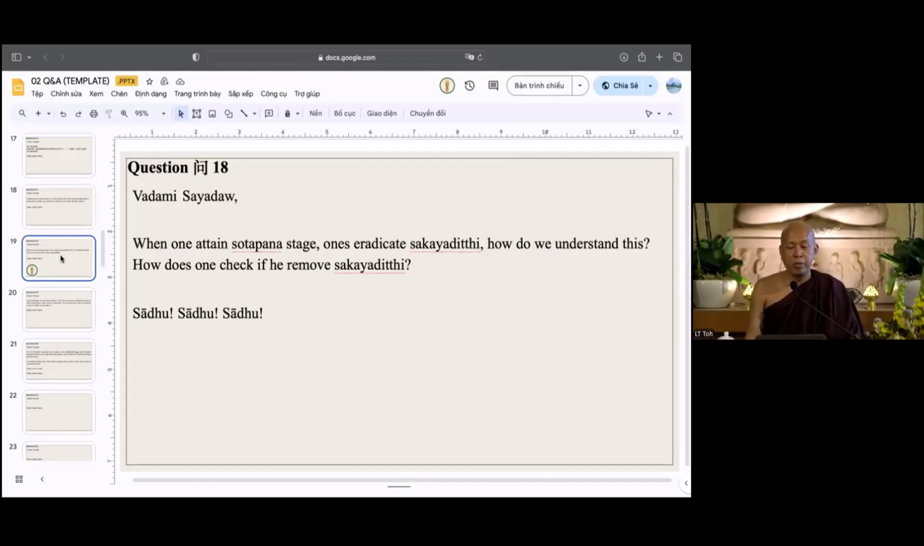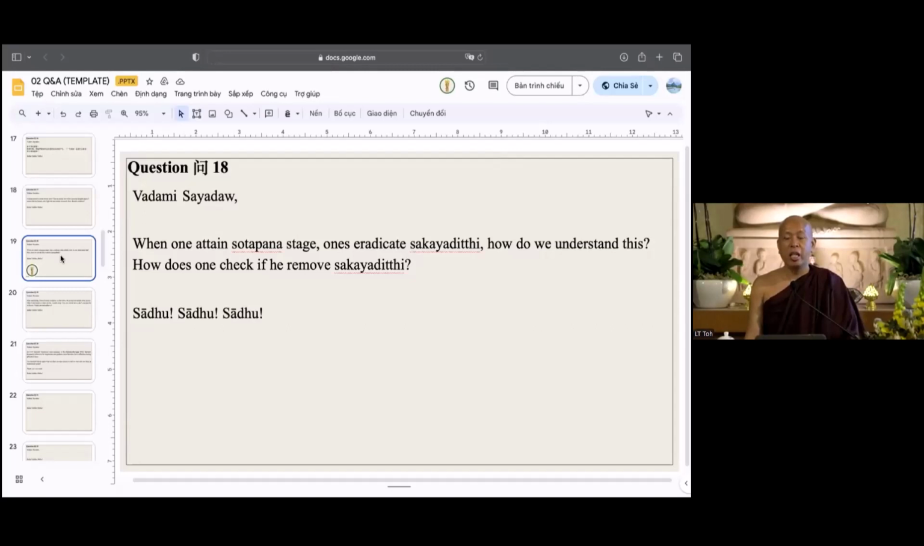Sayadaw, when one attains Sotapanna stage, once eradicate Sakaya Ditti, how do we understand this? How does one check if he removed Sakaya Ditti? Sadhu, sadhu, sadhu. Actually, with his revealed knowledge, he can check.